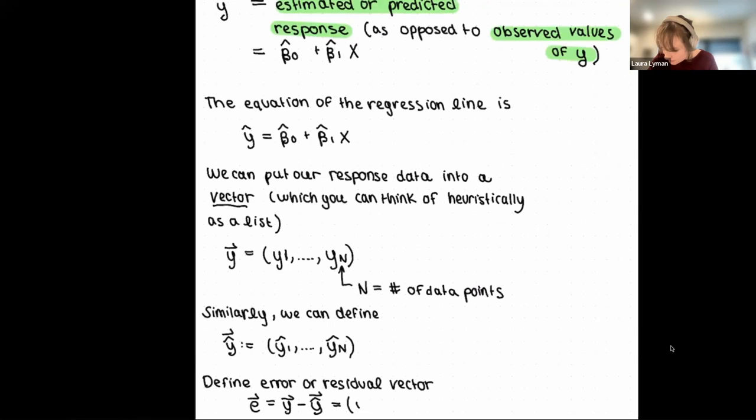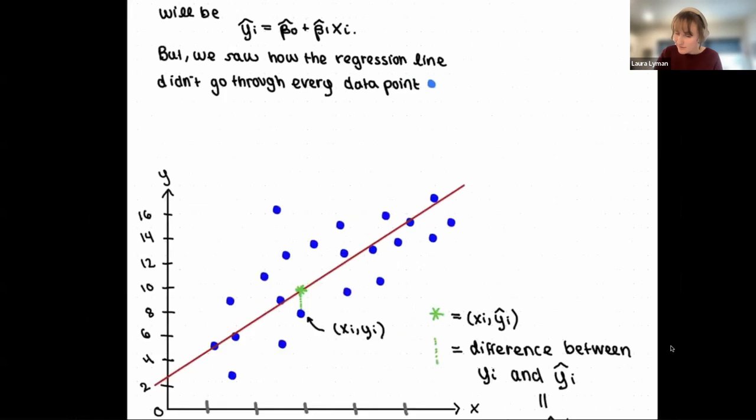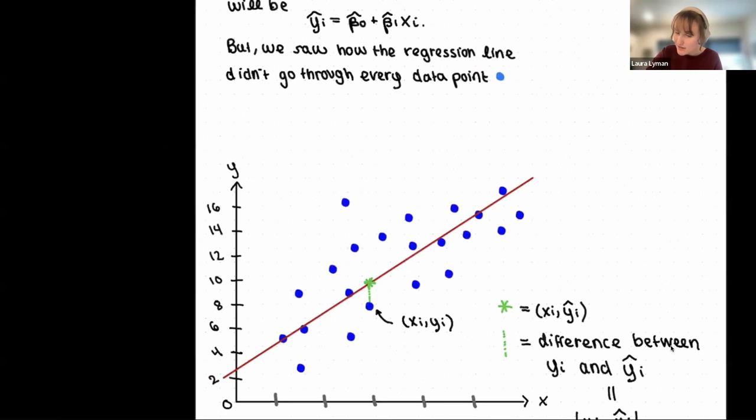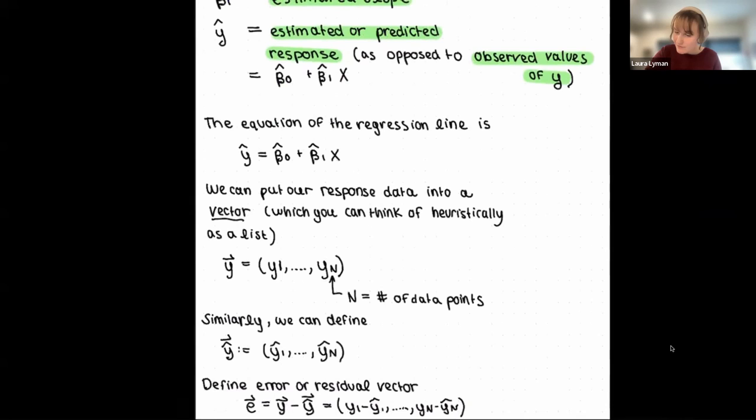So we can think of this now as a list, not only of the response variable, not only of the predicted values, but as a list of all of those differences. So this error vector is a list containing all of these little green values that we would get. This one, et cetera, all of those vertical residuals. So we have an error vector.